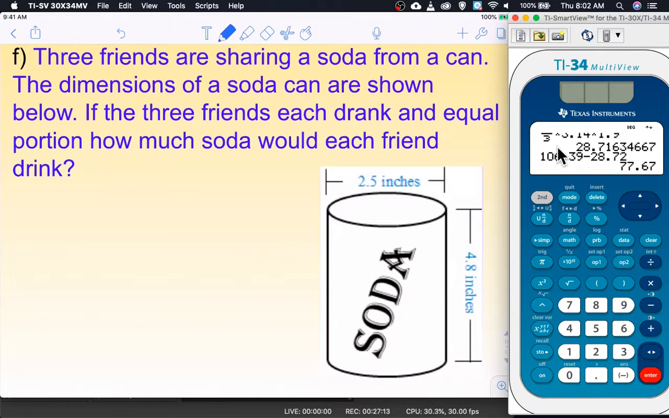Letter F. 3 friends are sharing a soda from a can. Maybe they pour it each into their own individual cups and make it equal. The dimensions of a soda can are shown below. Those are the approximate actual dimensions of a soda can. If the 3 friends each drink an equal portion, how much soda would each friend drink? Okay, so this is a problem for you to try. Go ahead and pause the video and do this right now. When you're ready to continue, hit play, and we'll go through it together.